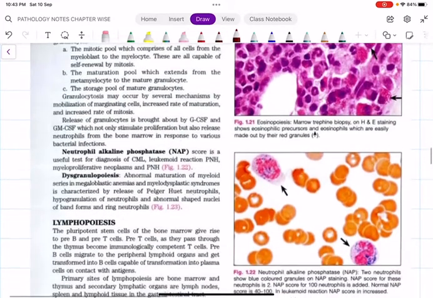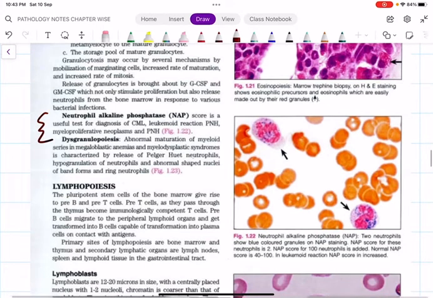Then here comes a very important question, that is what we call NAP or LAP scoring. What is NAP or LAP? That is leukocyte or neutrophil alkaline phosphatase. It is a useful test for diagnosis of many conditions like chronic myeloid leukemia, leukemoid reaction, paroxysmal nocturnal hemoglobinuria, myeloproliferative neoplasms. So all these conditions. So what is this neutrophil alkaline phosphatase? Using this enzyme called alkaline phosphatase, we will be testing whether the neutrophils are present in a peripheral smear or not.